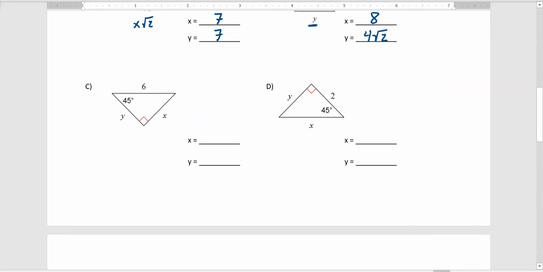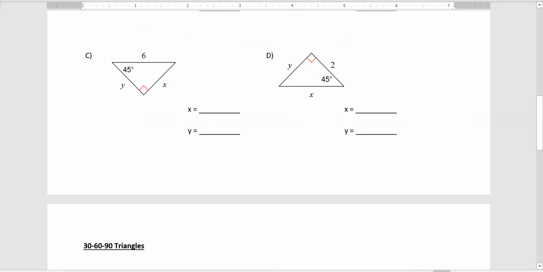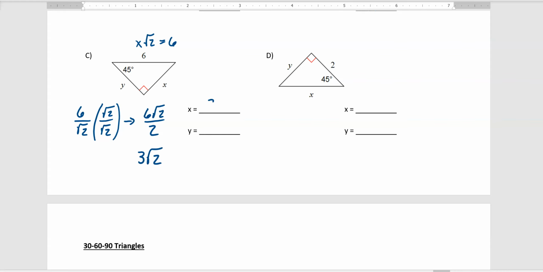What about here? If they give us the hypotenuse, we need to find the side lengths. Now, x and y are going to be equal, but think of this. This is x times the square root of 2. So we need to figure out what x is, so I would divide by the square root of 2. So 6 root 2 divided by the square root of 2. Now we don't like to leave radicals in the denominator, so I would rationalize this by multiplying both the numerator and the denominator by the square root of 2. When I do that, I would get 6 root 2 over 2, which can be simplified. 6 divided by 2 is 3. So I would have 3 root 2 as my values for x and y.